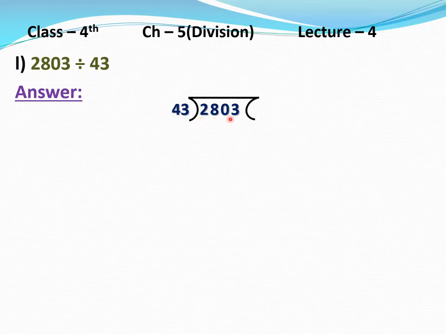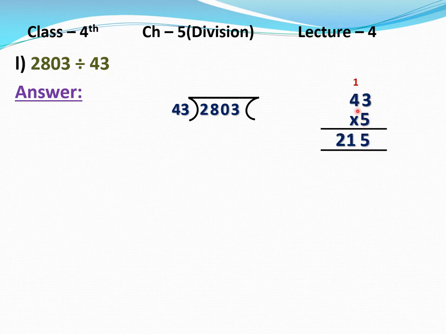The number formed is 280. Now multiply this 43 by a number so that it is equal to 280 or less than 280. It should not be greater than 280. See, 43 multiply 5. 5 3s are 15, write 5 here and 1 carry. 5 4s are 20 plus 1, 21, write 21 here. 43 multiply 5 equal to 215.